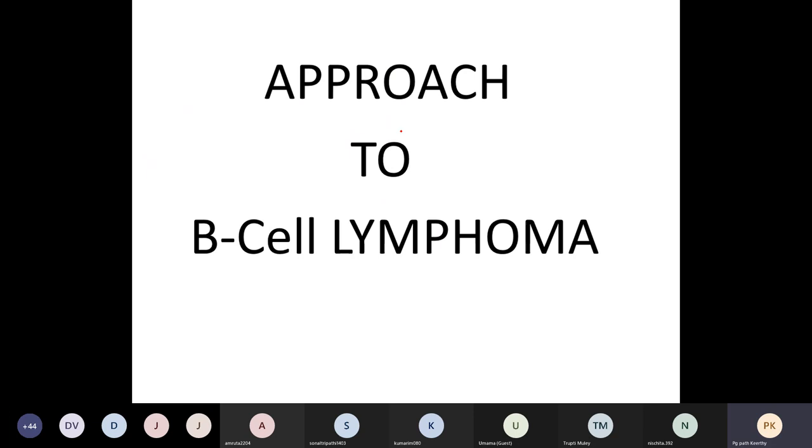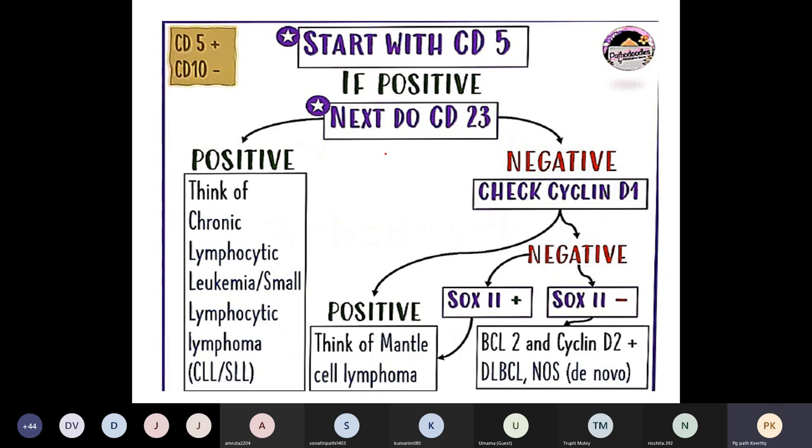Then next, approach to B-cell lymphoma. There was a very good article in Archives of Pathology, from which Deeksha ma'am has made one flowchart. I just want to discuss that. That was very good. So this was taken from Deeksha ma'am. If you want, please follow her on Facebook. I think you already do. It is based on an article in Archives of Pathology, which you can also see if you want.